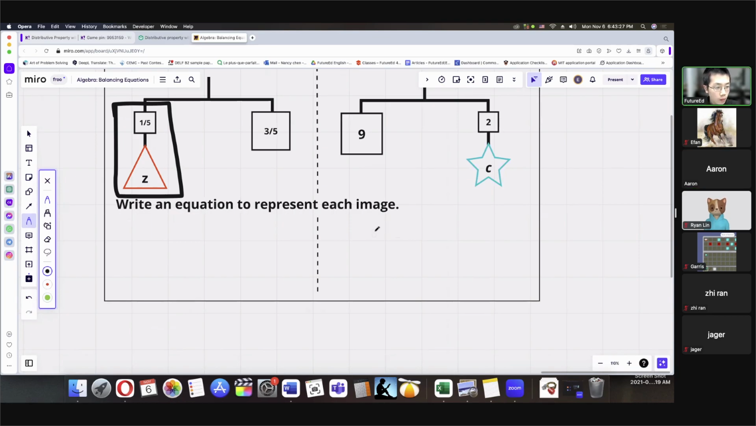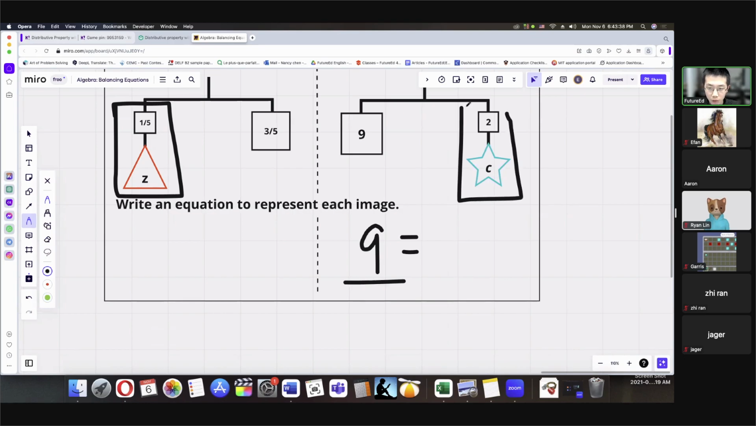Aaron? So on the left side, what do we have on the left side? 9. All we have is a 9, a lonely 9. So 9 is equal to some big box of stuff. Okay, the big box of stuff weighs the same as the 9. That's why the balance is balanced, because otherwise they just wouldn't be balanced, according to our laws of physics.